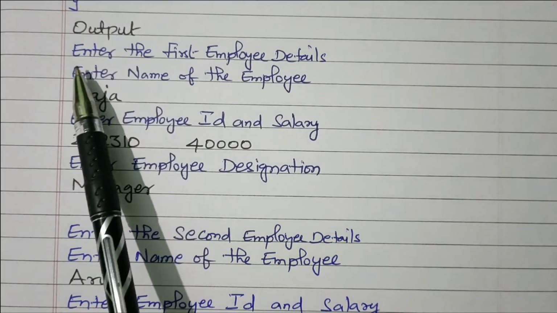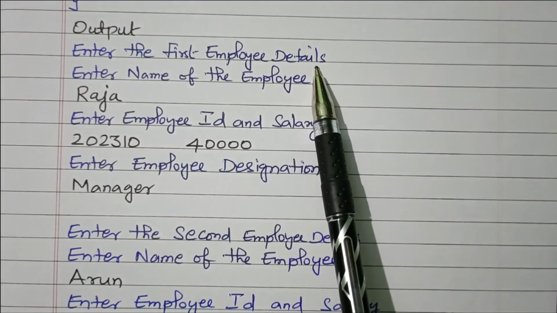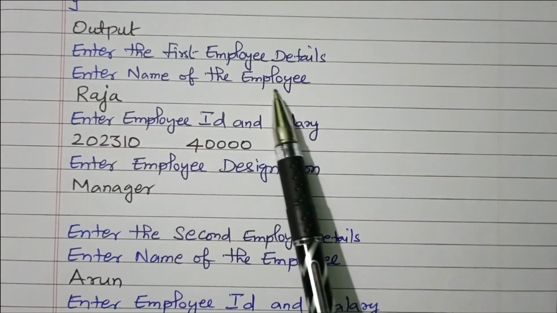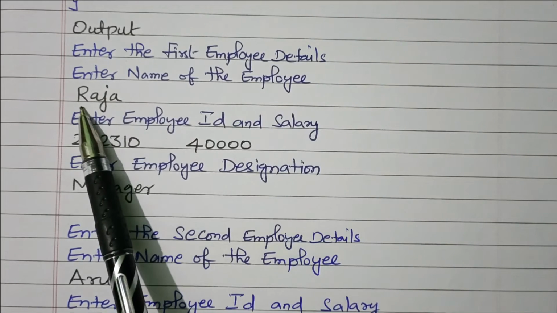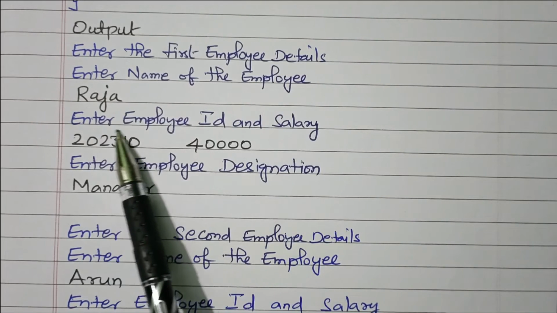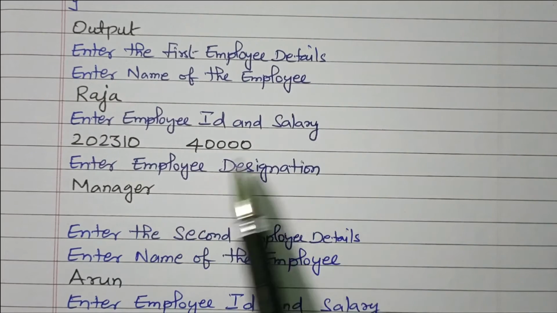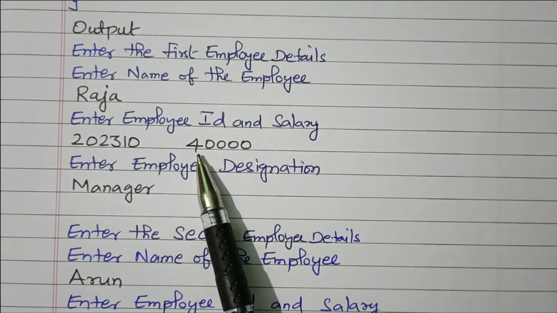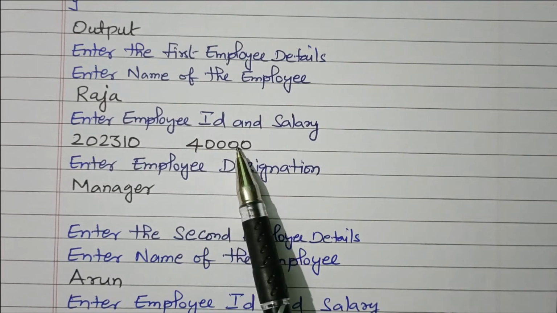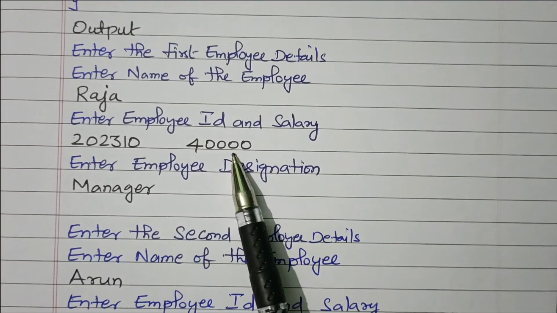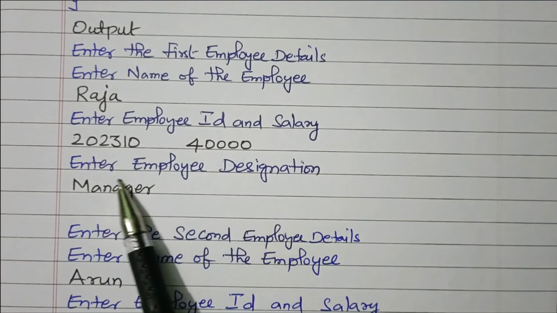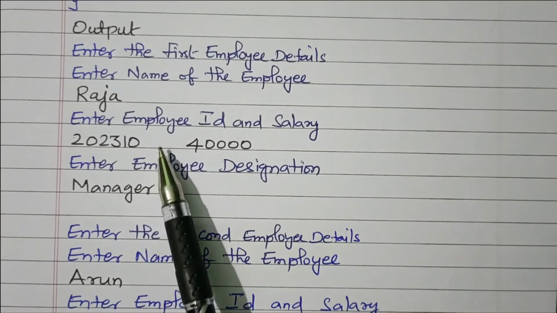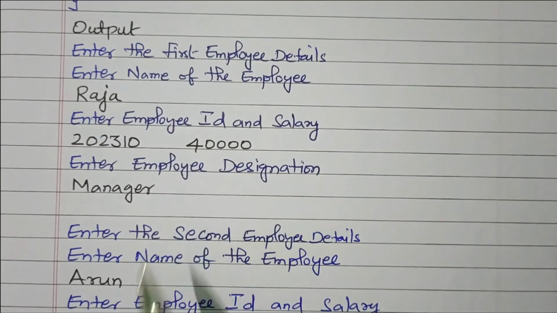So the output: enter first employee details. We ask for the first employee details. Enter name of the employee, Raja. The user enters Raja. Enter employee ID and salary, 202310. That is the employee ID. 40,000 is the salary. Enter employee designation, manager. So the first employee details are entered one by one.